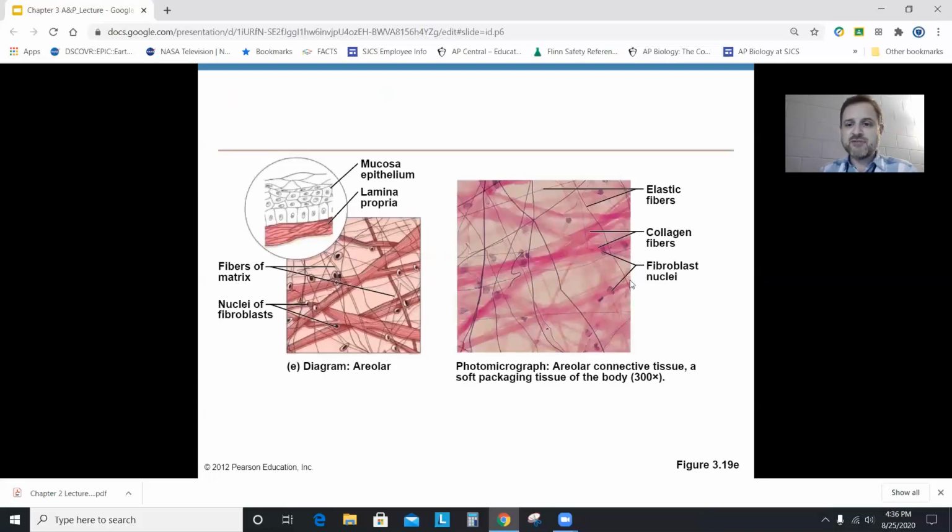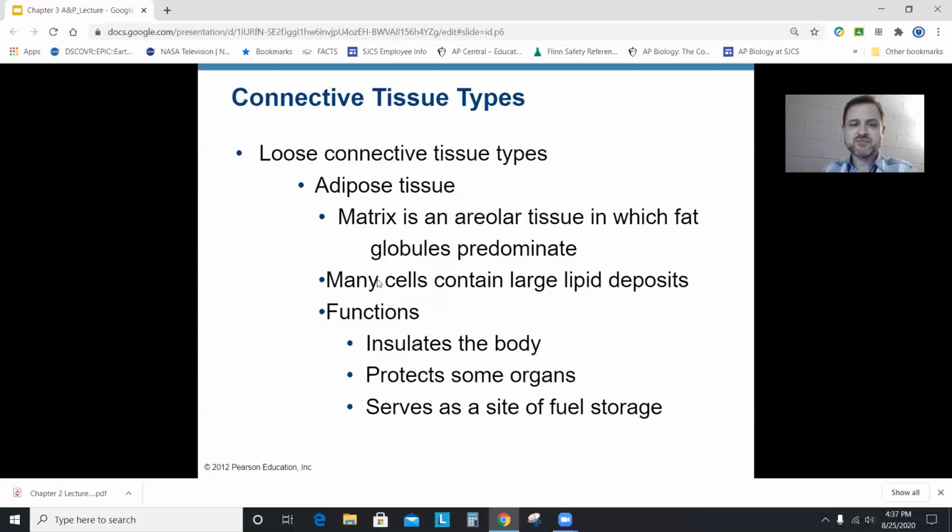Here you see a picture of the fibroblast and the loose connective tissue with all these collagen fibers. This looks a little bit less dense than the previous couple images. And again, you can imagine how this cobwebby tissue could absorb lots of water. Adipose tissue is a fancy word for fat. The matrix is sort of like areolar tissue, but you have these fat globules.